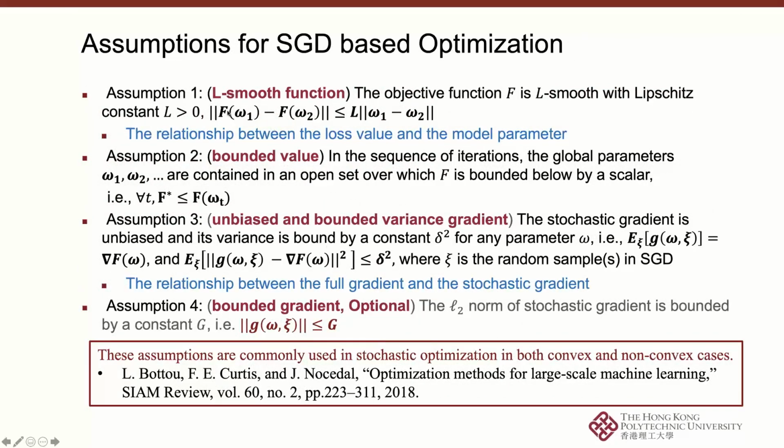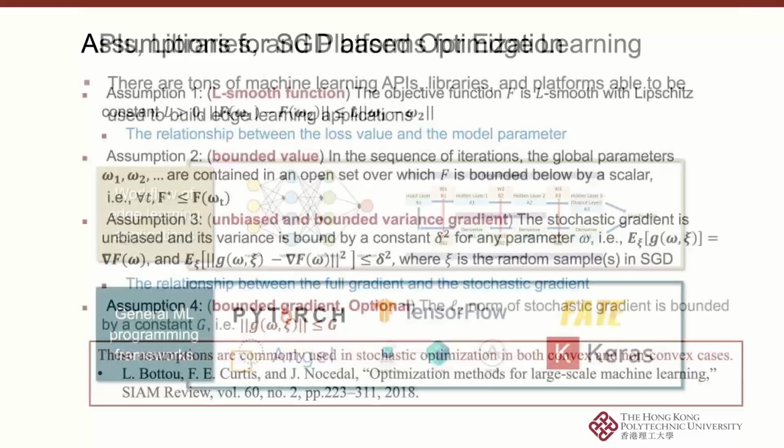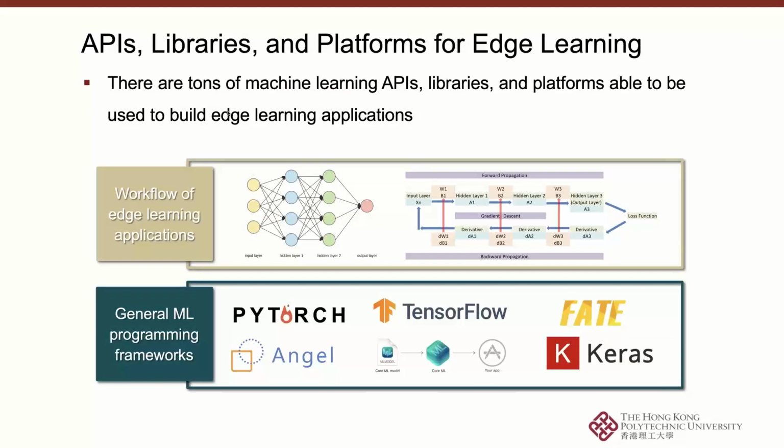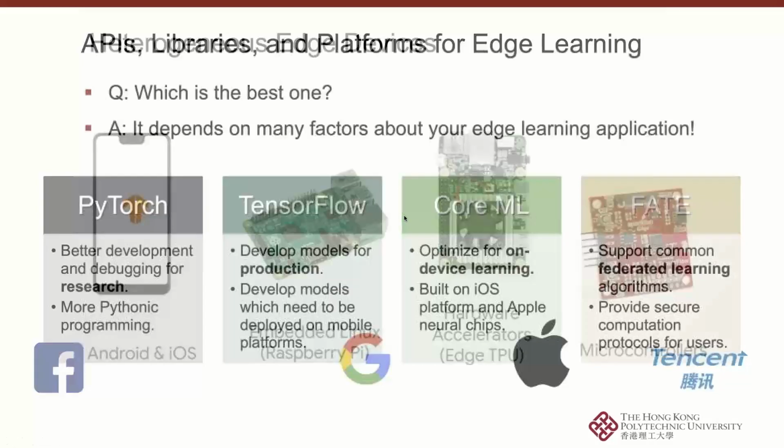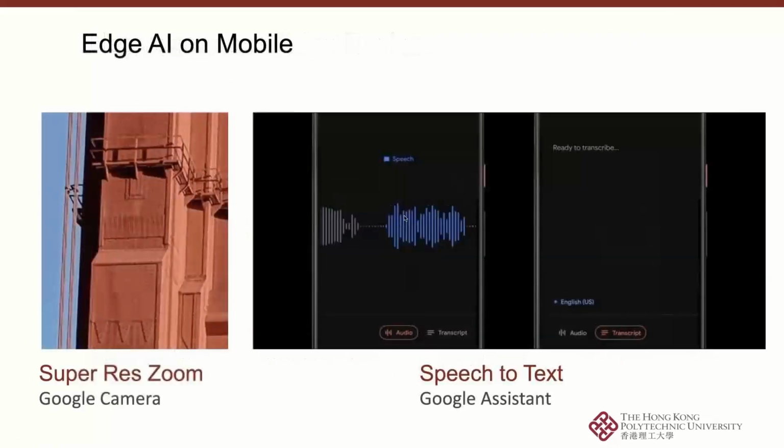Normally, we have a set of assumptions to use, and all these assumptions are widely acknowledged, and you can actually derive the order from the basic equation. Right, so I'll finish the background. And lastly, if you're interested in distributed machine learning and edge learning, we have lots of APIs, libraries, and machine learning platforms. So far, the famous ones are PyTorch and TensorFlow, and of course many others. I also compared their products, features, chips, and applications.